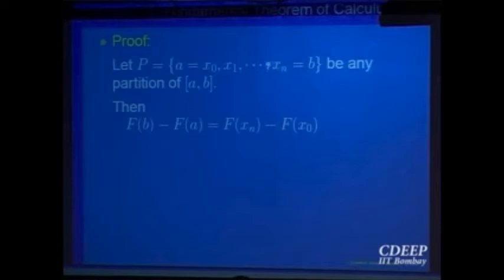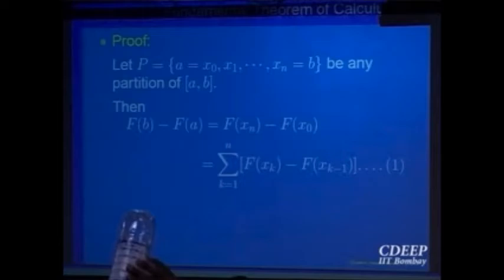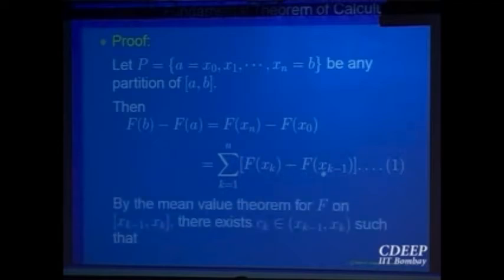What I will do is, I will add and subtract the value at each point, and write it as the sum of f(xk) minus f(xk minus 1), k equal to 1 to n. Add and subtract the in-between terms, right? Now, f(xk) minus f(xk minus 1), I will try to relate this quantity with the derivative, okay? So in the interval xk minus 1 to xk, apply the mean value theorem.